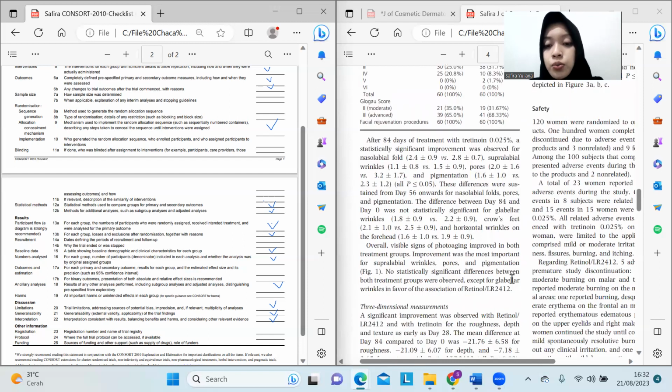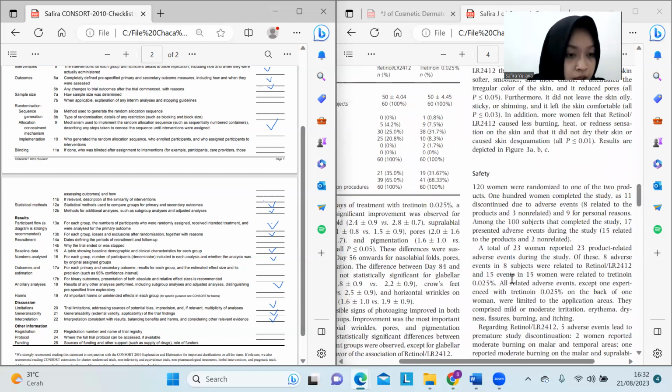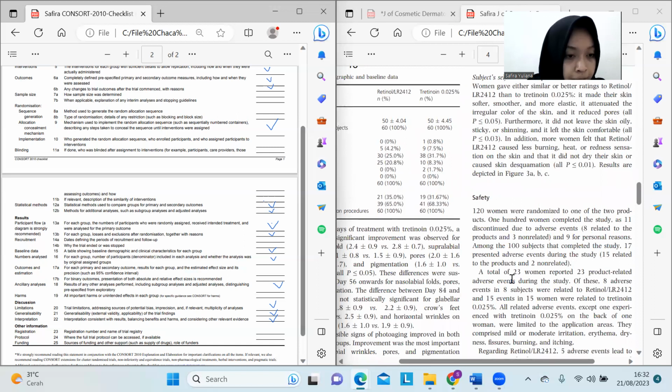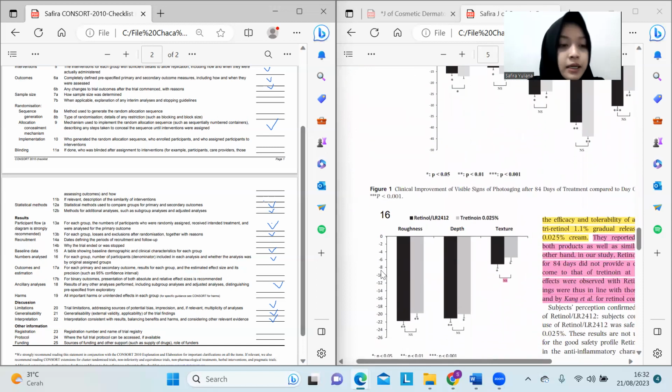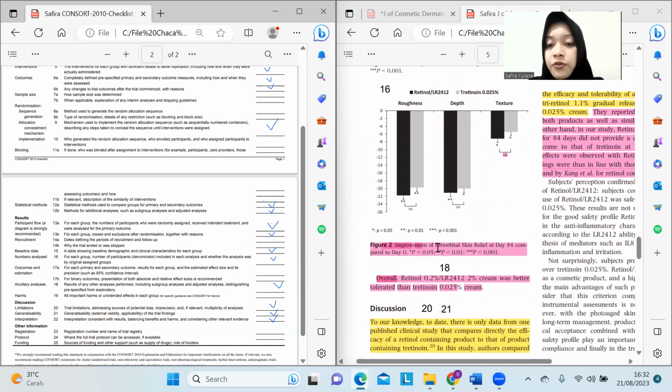And next we are going to move to number 16. Number 16 is, for each group, the number of participants, the denominator included in each analysis, and whether the analysis was by original assignment group. And this is the content of number 16: retinol, tretinoin, and the figure of improvement for periorbital skin relief at day 84 compared to day 0.